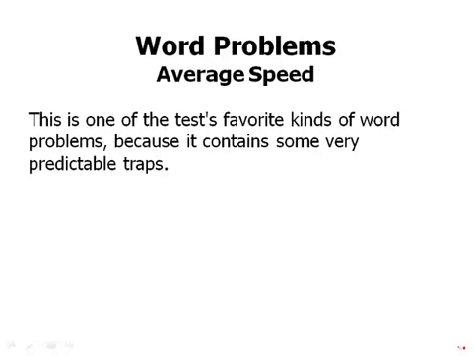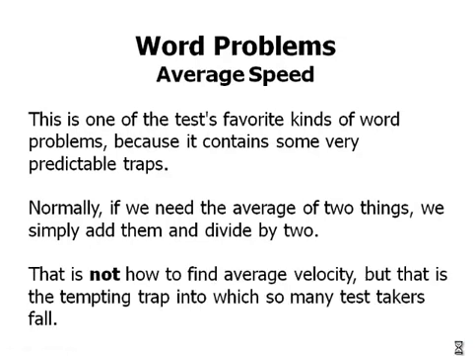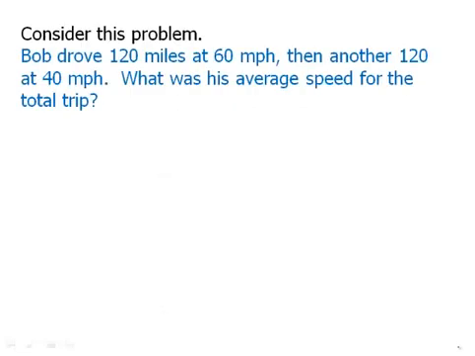So this is a good example here in the topic of average speed. This is one of the test's favorite kinds of word problems because it contains some very predictable traps. Normally, if we need the average of two numbers, we simply add them and divide by 2. That's normally how you'd find an average. That is not how to find the average velocity, but that is the tempting trap into which so many test takers fall.